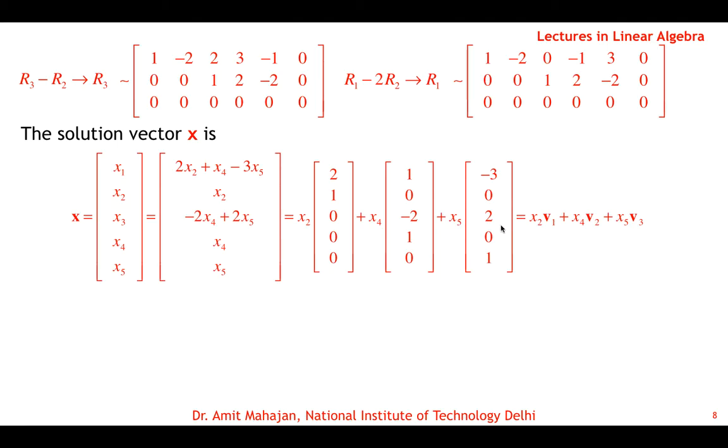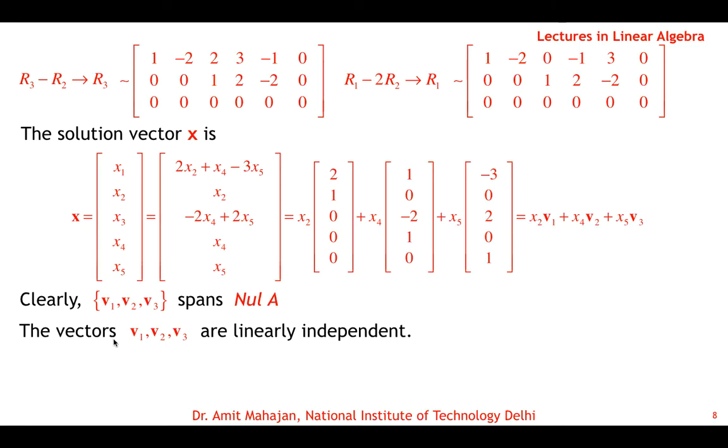They span the null space of A. So these three vectors will form the basis for the null space A. Clearly these three vectors span null space A, and they are linearly independent. So that's the definition of a basis: independent vectors which span the space. So it becomes the basis for the null space A.